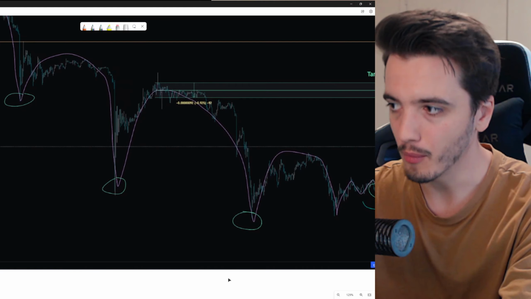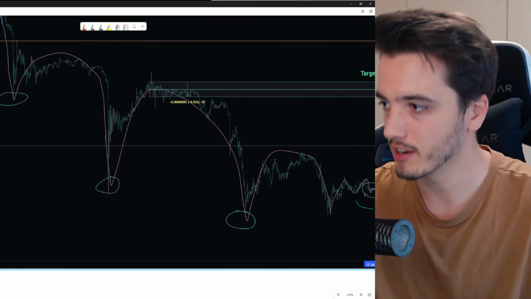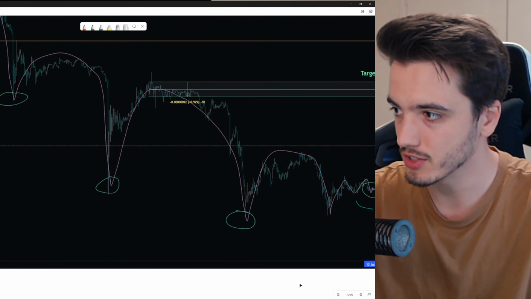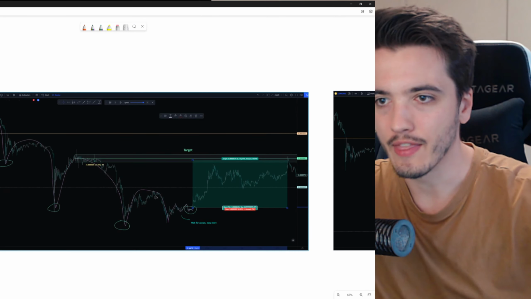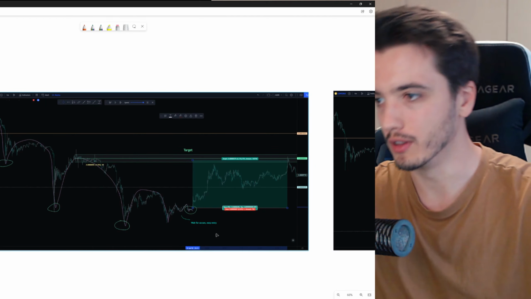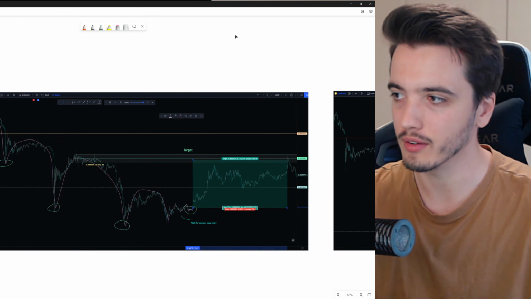I'm waiting. And then finally we have this kind of consolidation moment here. There's a little catalyst there. Take that. Goes straight up to the target. Then you have your downtrend, relief.